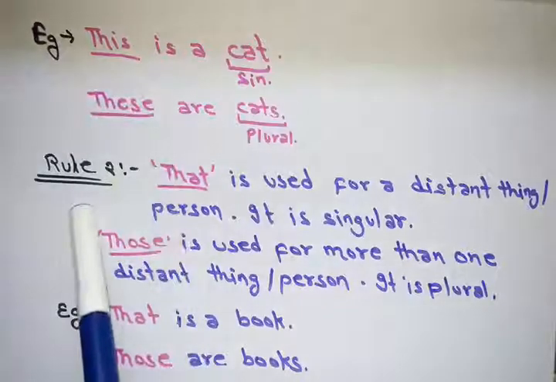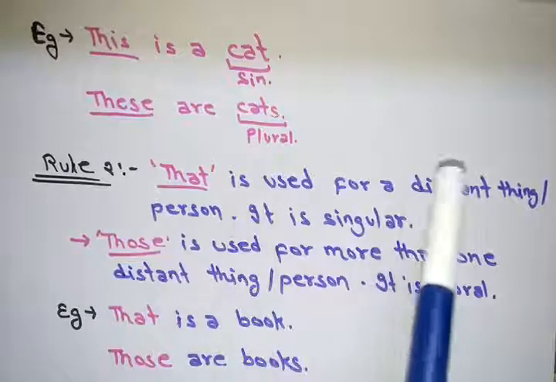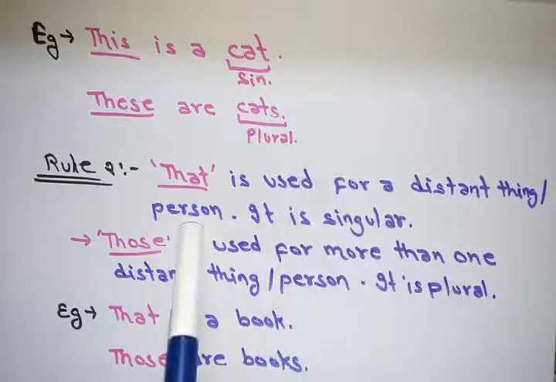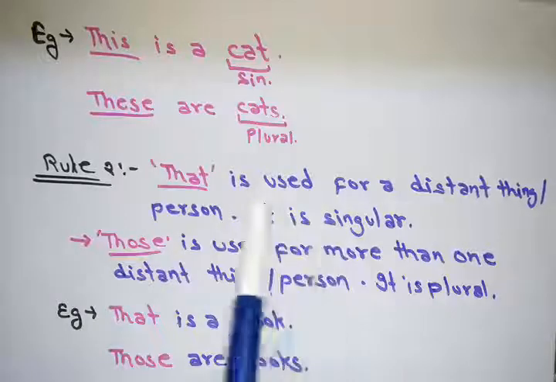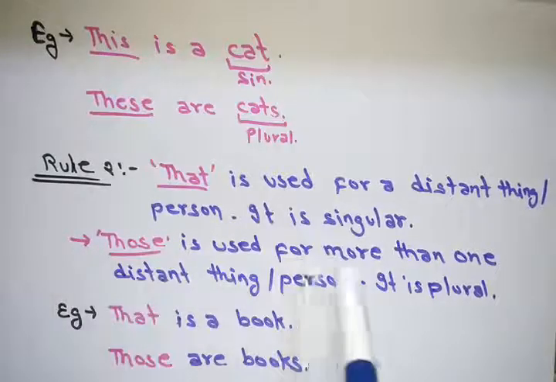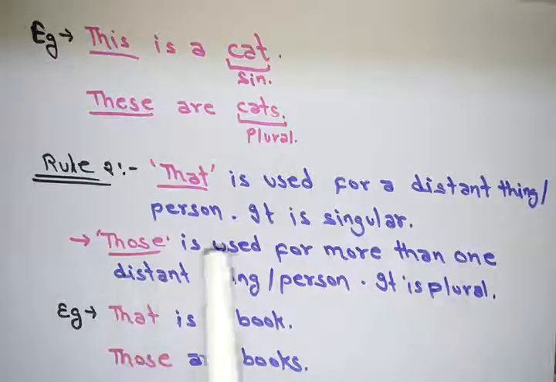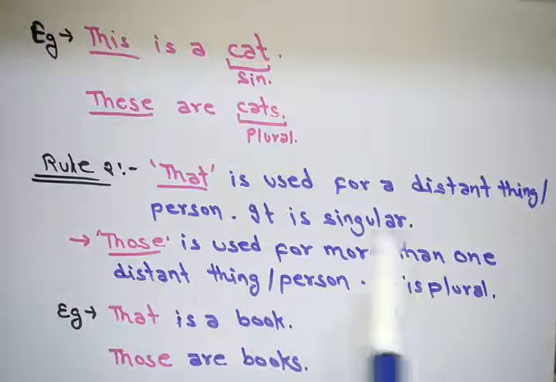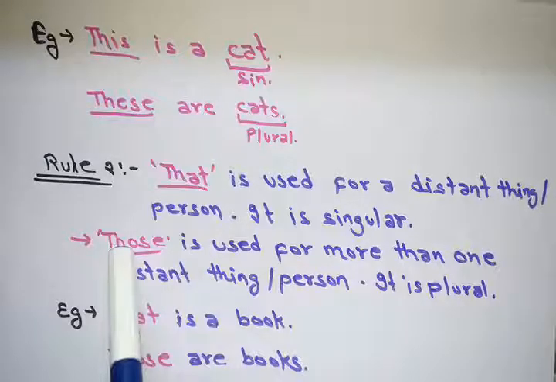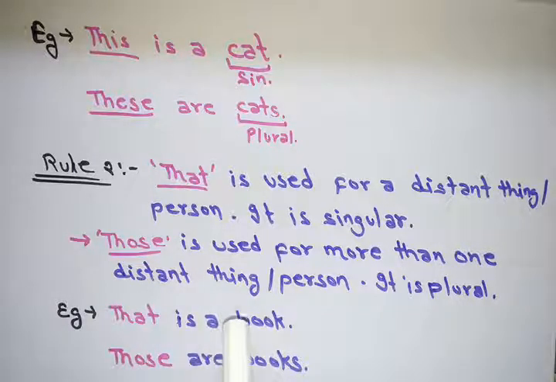And rule number two is that that is used for a distant thing or person, and it's also singular. And those is used for more than one distant thing or person, it is plural. That's plural is those. For example, that is a book, so it shows a singular form, and those are books, so it shows the plural nouns.